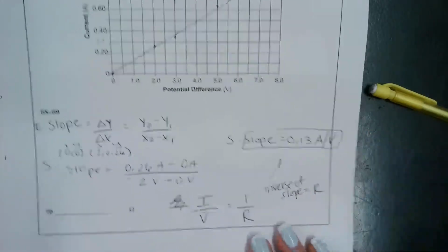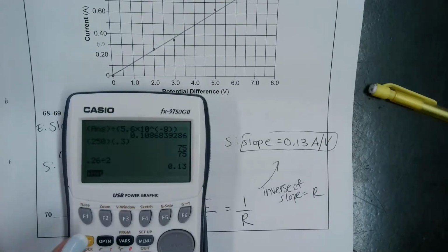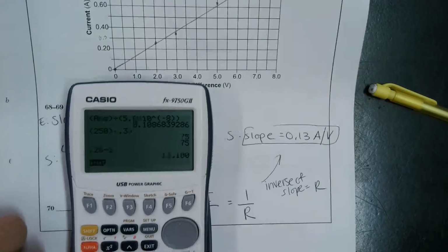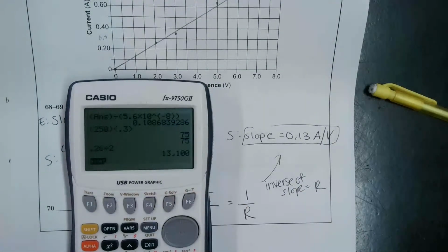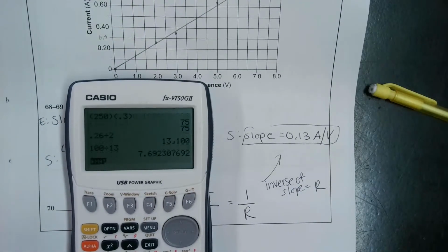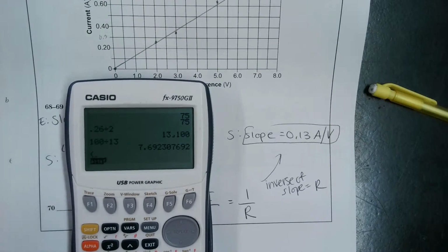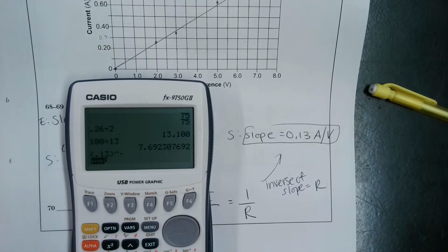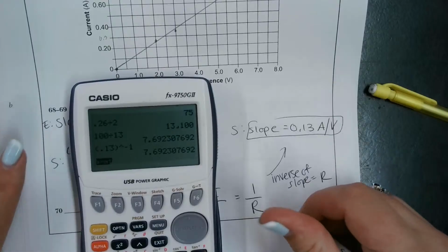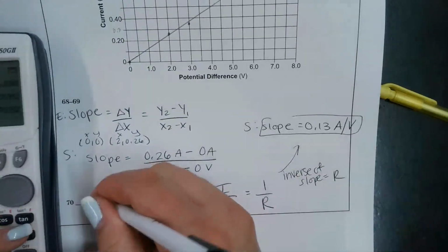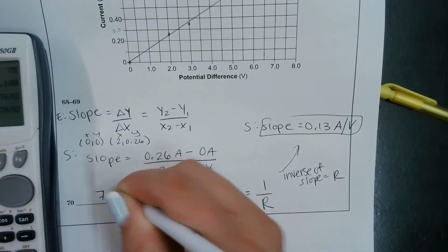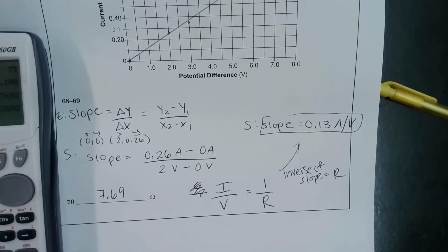So inverse of slope equals R. So we're going to take the 0.13 and we could turn it into a fraction, all right? And we're literally going to flip it. So now it's going to be 100 divided by 13. Or you can do 0.13 caret to the -1 power, and you'll end up getting the same thing. So the resistance, R, is 7.69 ohms.